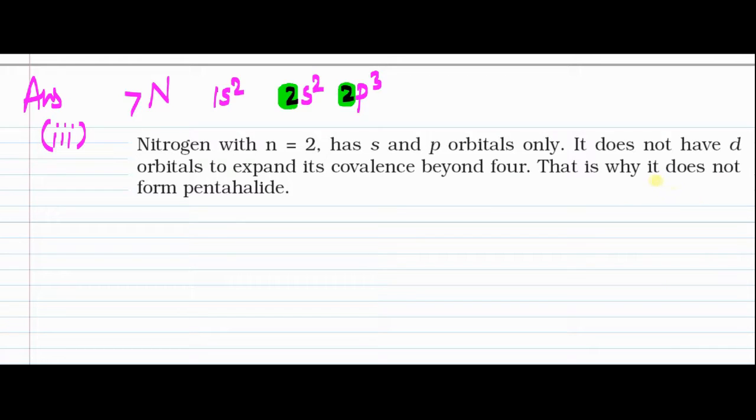Nitrogen does not form pentahalide. It means the electronic configuration of nitrogen with n equal to 2 has only s and p orbitals. It does not have d orbitals to expand its covalency beyond 4.